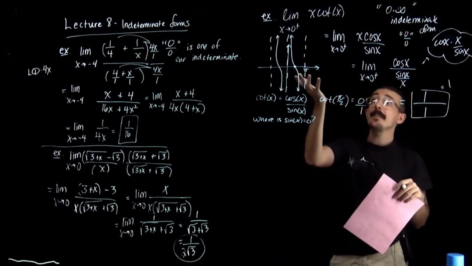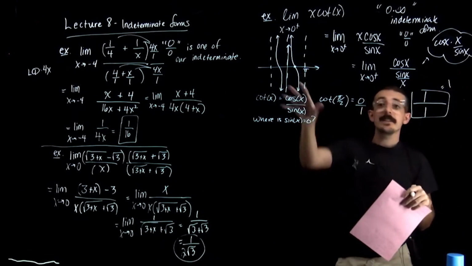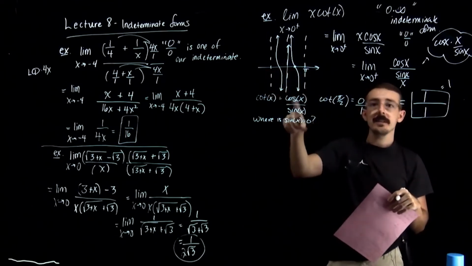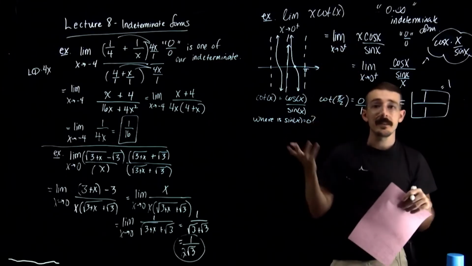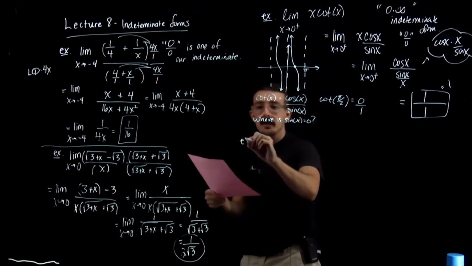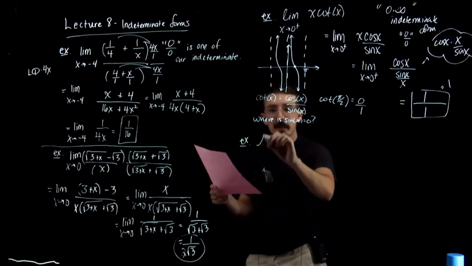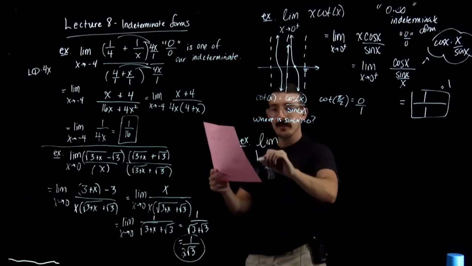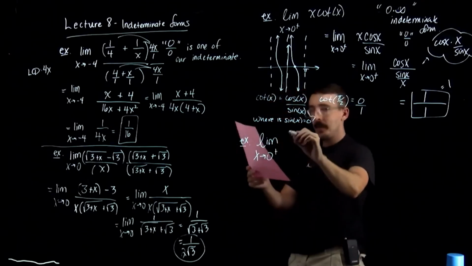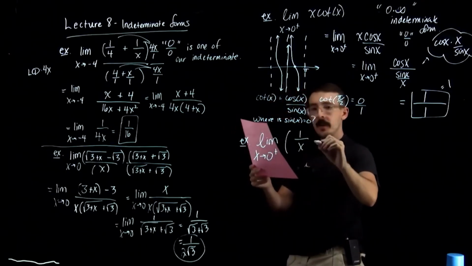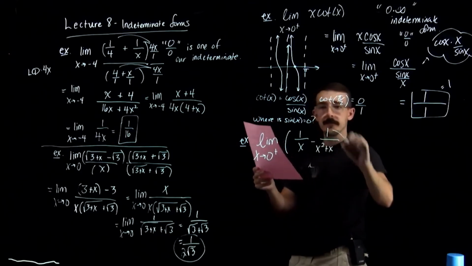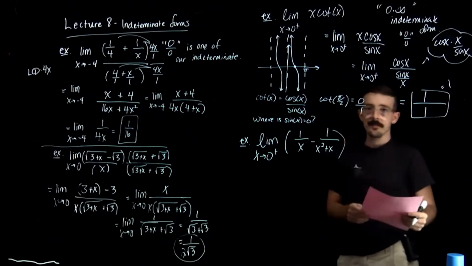OK, so if you have trig functions, it's a good idea to know the picture because that could be helpful. And also, it's good to know all these other identities so you can transform it into sines and cosines. All right, the last example I'll do before I take a brief pause here and catch my breath. I tend to not do that very often. It's going to be the limit as x goes to 0 on the right of 1 over x minus 1 over x squared plus x.